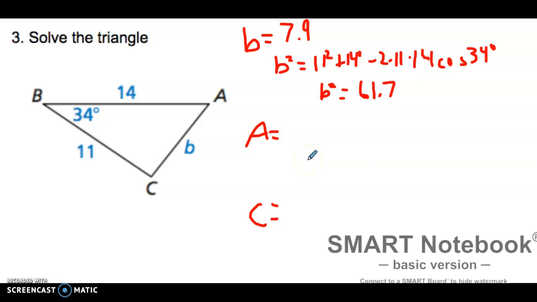Okay, now to find A, I now know all three sides, and I know one angle. So I'm going to use the law of sines to find angle A.